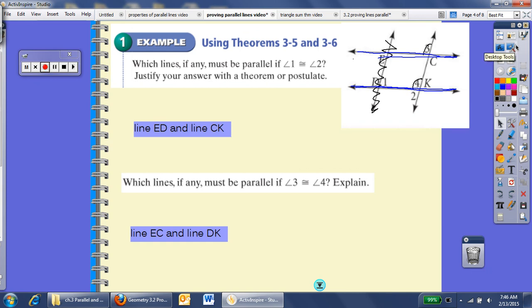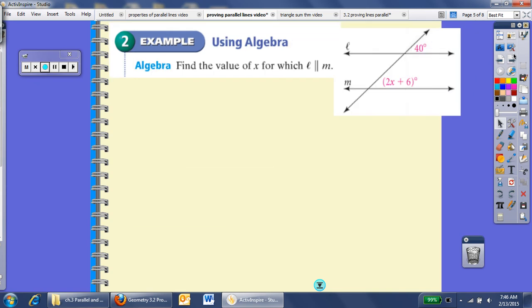As a note, make sure that in each example you are drawing the picture and also showing the work and the answers to each problem. Okay, let's move on. Here's example 2. Go ahead and draw this figure in your notebook, and the directions say, find the value of x for which L is parallel to M.